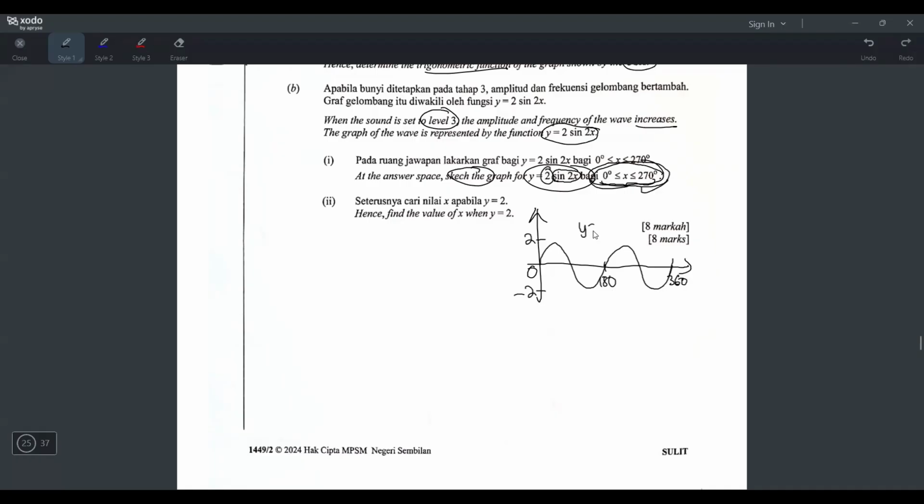Okay, done. This is the answer for 2 sine 2x. But they only want us to draw until 270. That means I have to find out where 270 is, right? Okay, 90 will definitely be here because this is like one sine graph, right? So half a graph, that's 90, and this is 270. So if they want to draw until 270, this is the cutoff and I have to erase this. So this is my final answer.